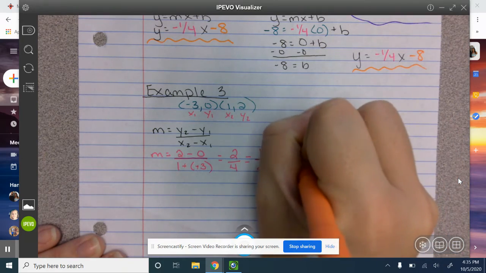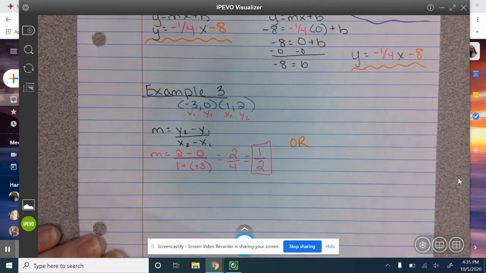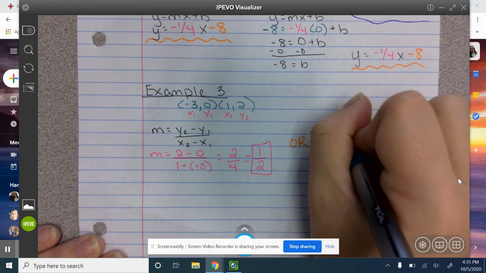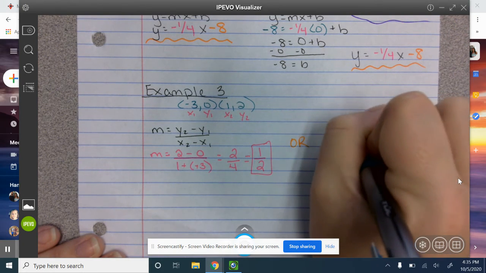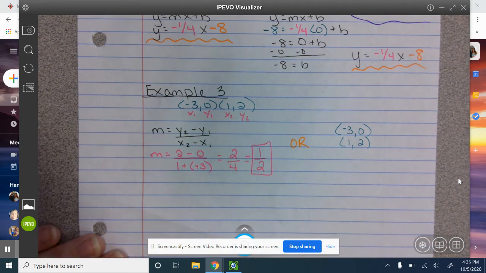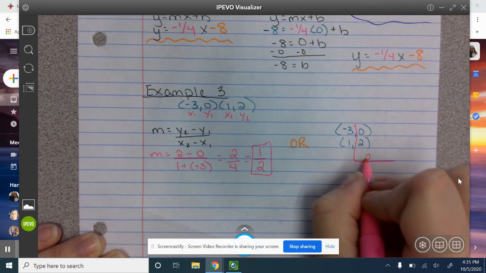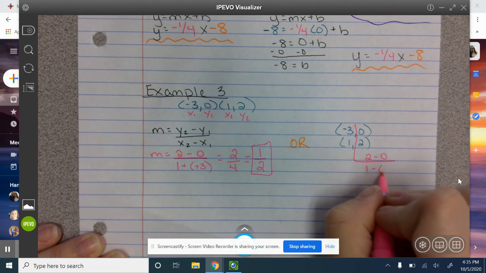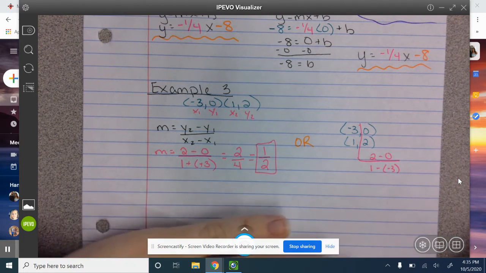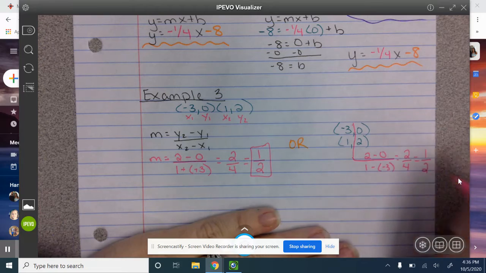Now, if you prefer the L method, we're going to stack them up. Negative 3, 0, and 1, 2. I will stack them up and draw my L. And I have 2 minus 0 and 1 minus negative 3. And if you notice, that's the same thing I had on the other side. So I have 2 over 4, which is 1/2.